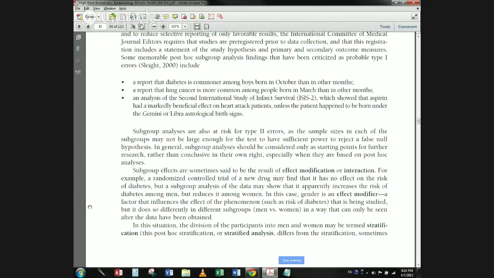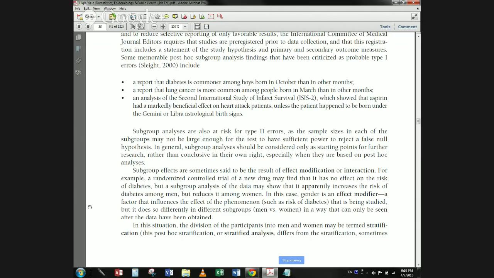Subgroup analyses are also at risk for type 2 errors, as the sample sizes in each of the subgroups may not be large enough for the test to have significant power to reject a false null hypothesis. In general, subgroup analysis should be considered only as starting points for further research, rather than conclusive in their own right, especially when they are based on post hoc analyses.